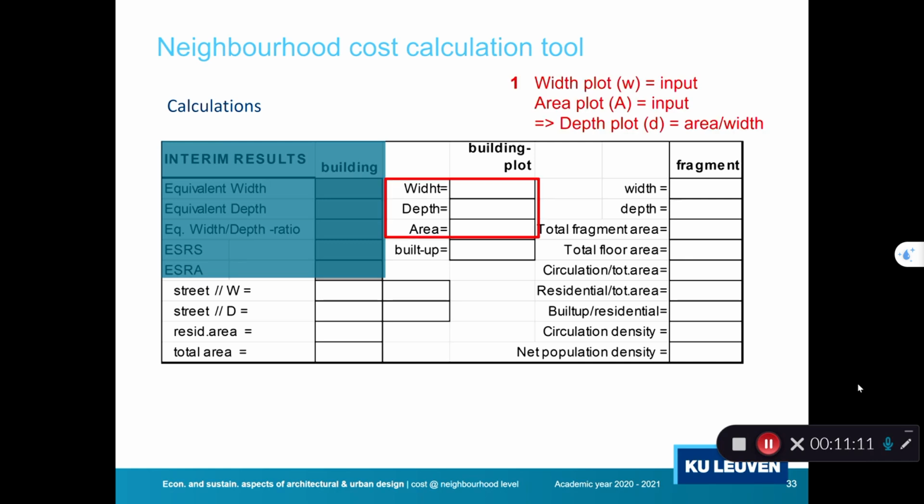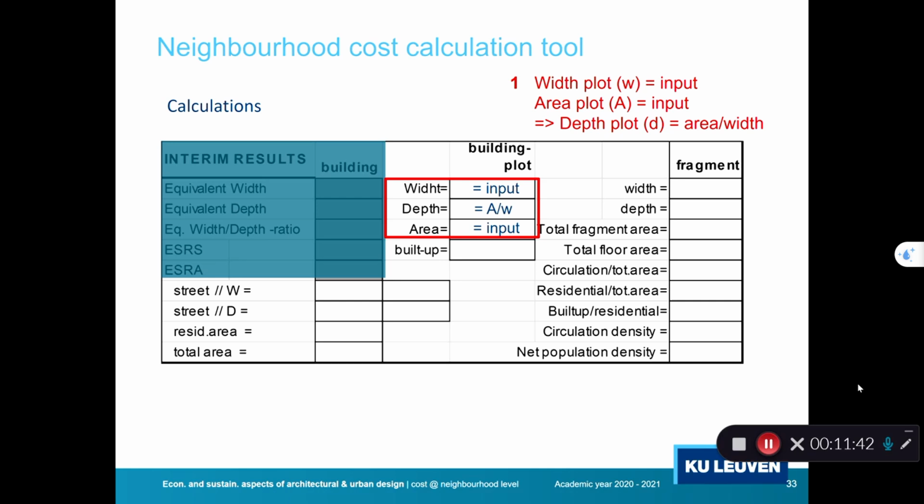The first set of parameters relate to the building plot itself. So we first look at the building plot, and what you need to input is the width of the plot and the area of the plot. And these you define based on your real case. Once you have defined these two parameters, the depth you can calculate by dividing the area by the width of the plot. So with the two parameters, you have the 3 values you need.